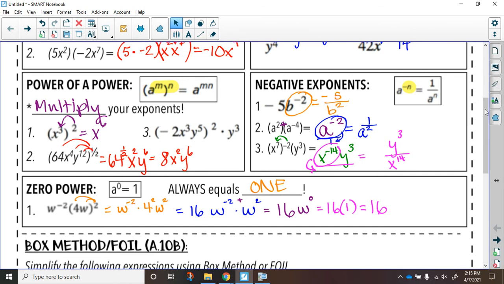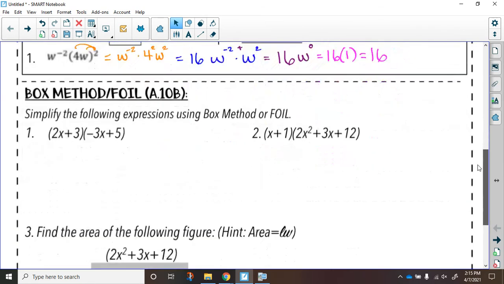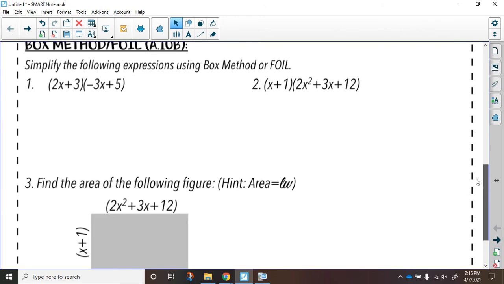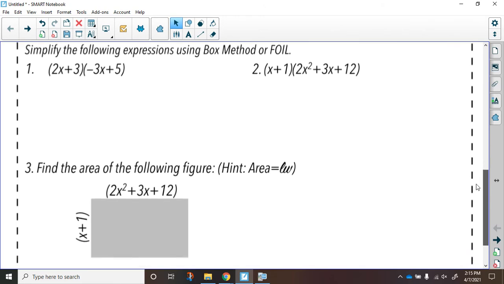And that is all of our exponent rules. Again, these will be available to you on the STAAR formula chart. Moving on, we have box method or FOIL. So we can simplify the following expressions using box method or FOIL. Now I will show you one of each. So for number 1, I'm going to use FOIL.